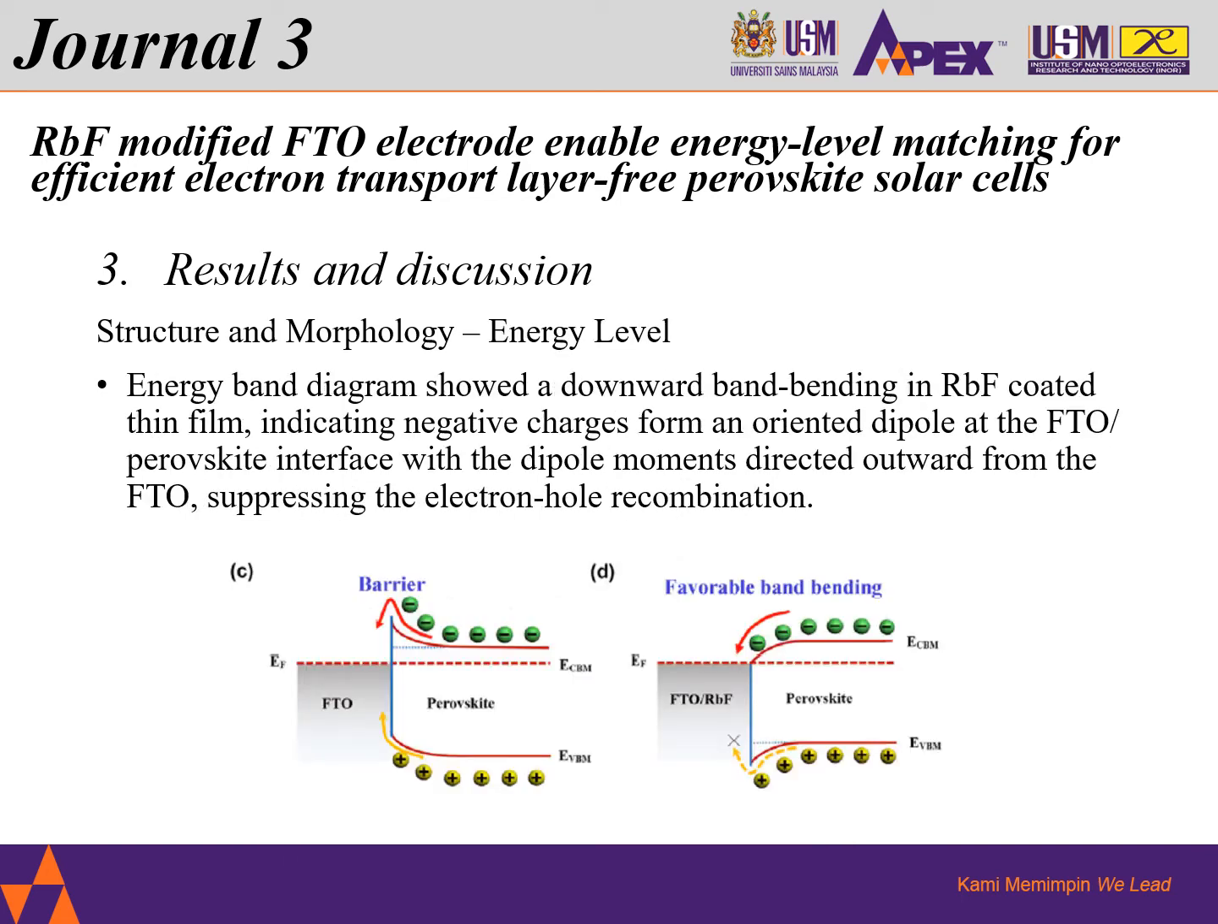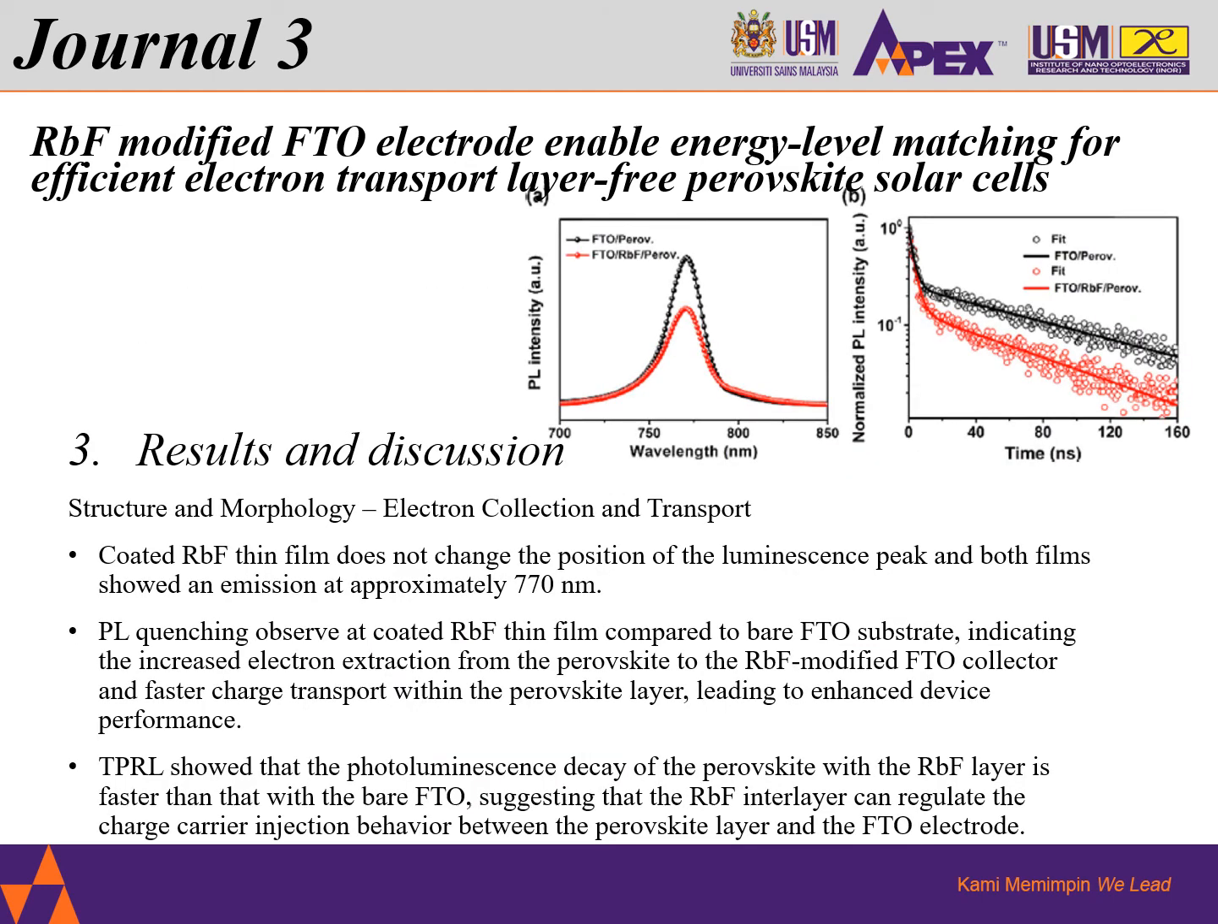The energy band diagram shows that with the RbF coated thin film, an oriented dipole is formed at the FTO perovskite interface, where the dipole moment is directed outward from the FTO and suppresses the electron-hole recombination. The hypothesis that the RbF coated thin film is able to improve the charge transport and extraction is again proven by the PL quenching phenomenon observed at the RbF coated thin film.